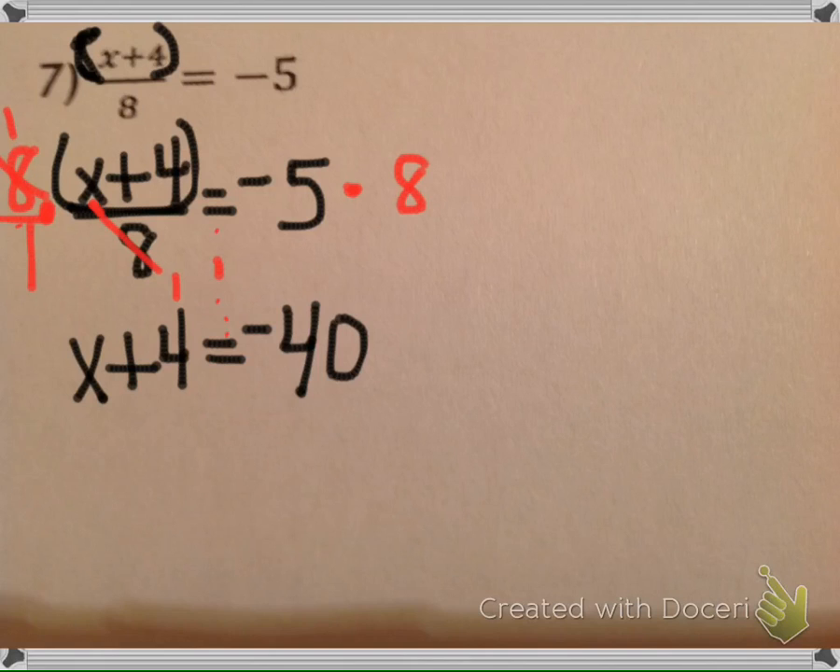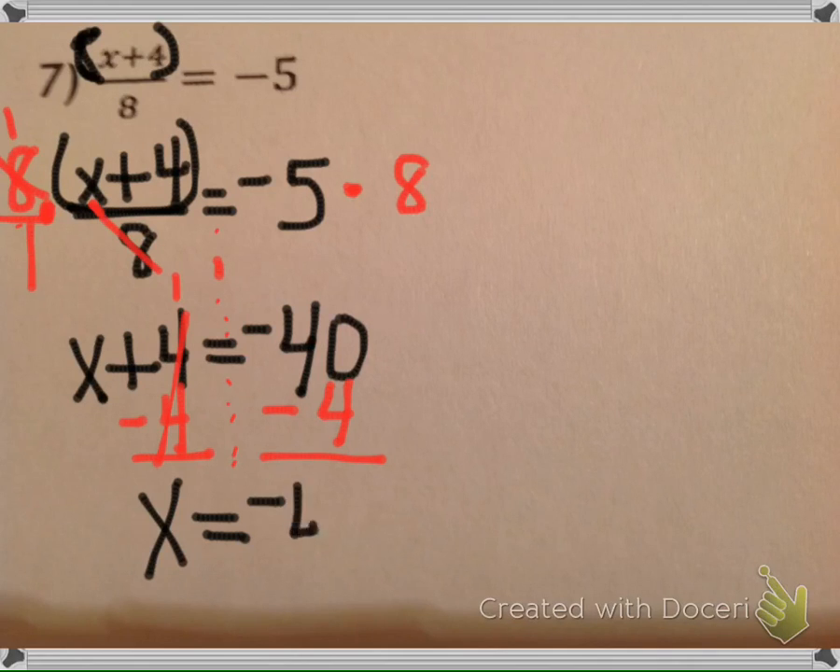Now it's easy. Want to get rid of your plus 4, so you're going to subtract 4. The inverse of addition is subtraction. Whatever you do to one side, you have to do to the other. 4 minus 4 cancels out, and you're left with x on the left-hand side. Negative 40 minus 4, you have same signs, add. 40 plus 4 is 44, and it's a negative 44 because 40 is the bigger number.